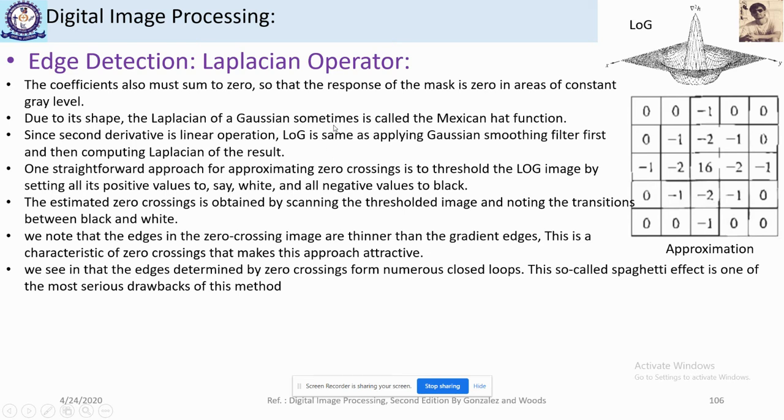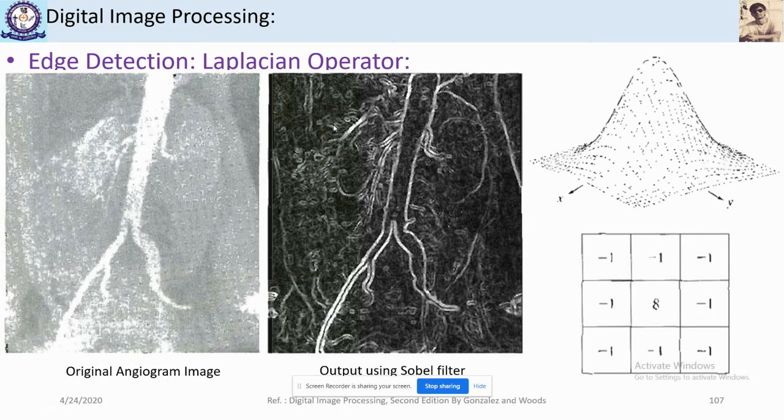Okay, hope this is clear. Now let's take one example. So this is one original image of an angiogram, and here is the output of the Sobel filter. The Sobel filter is applied to detect the edges in this image. So here we can see it is detecting the edges of this image.